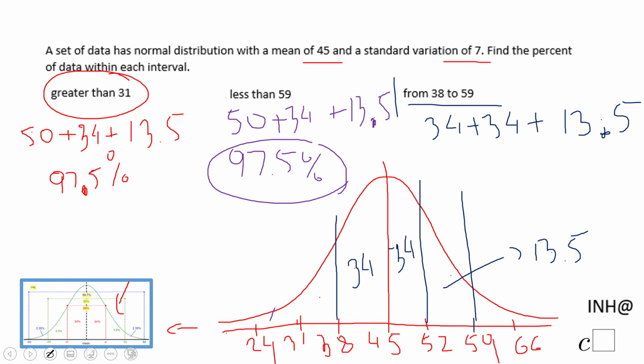So we have here 68 plus 13.5. So that will be 81.5% of the data is between 38 and 59.